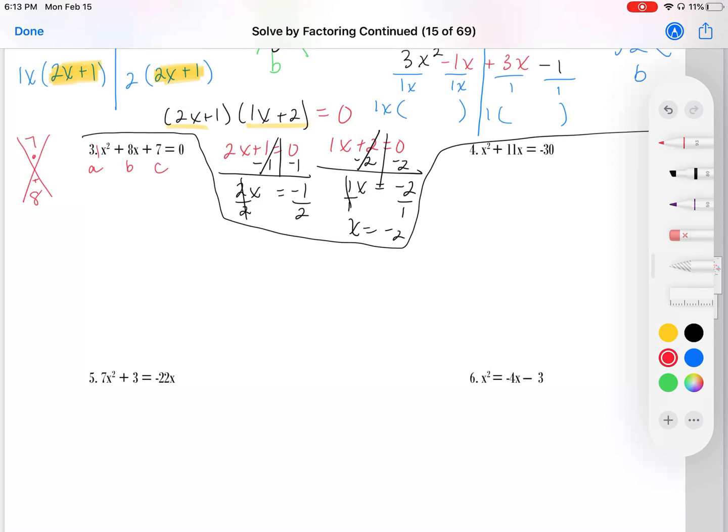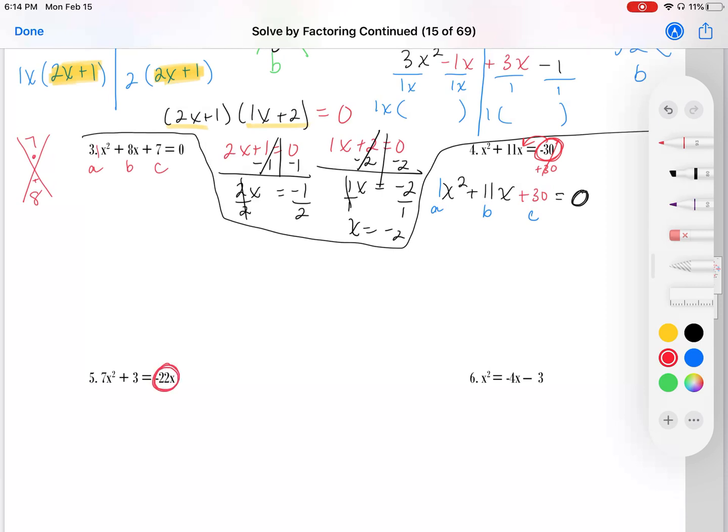Number 4 is not ready. It has to equal a 0, so that number's got to move. So it's actually x squared plus 11x. To move a negative 30 to the other side, you have to add 30 because you need to get rid of it. So I'm going to plus 30 so that now it equals 0. Okay, now I have A, there's an invisible 1, B is 11, C is 30, so number 4 can now be factored.